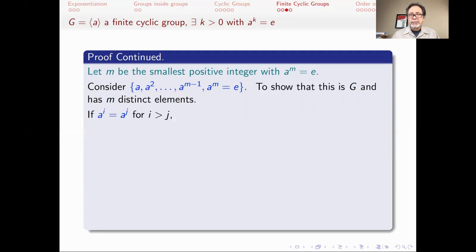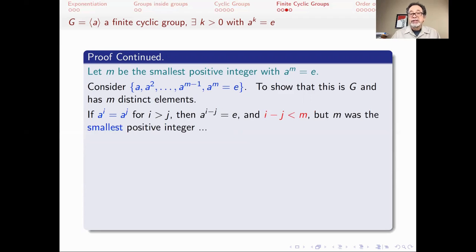Could it be that there's repeats in here? If a to the i was equal to a to the j for i greater than j, then that would mean a to the i minus j is e. You get that by multiplying both sides by the inverse of a to the j, which is a to the minus j. So you get a to the i minus j equals e. But i minus j is less than m. But m was supposed to be the smallest positive integer where a to the m was e. And now a to the i minus j is also e. And that will be a contradiction. So there's no repeats and the list has m elements.